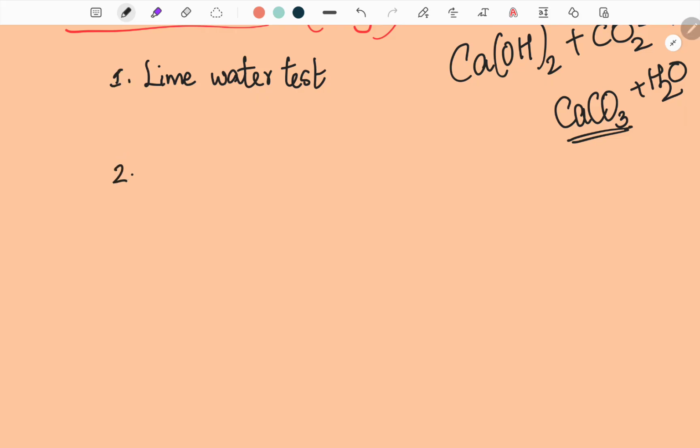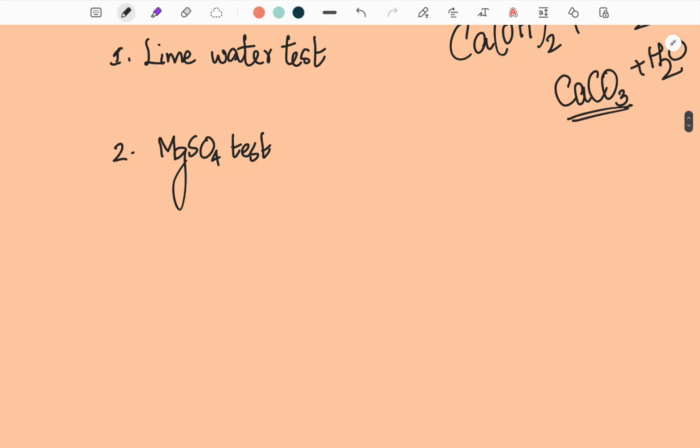The second confirmatory test is the magnesium sulfate test. Now, the magnesium sulfate test is very simple, and this is the test that I would recommend you to perform in the lab, because I told you the lime water test is not possible, because the lime water will immediately react with CO2 from the air and it will automatically turn milky. So, doing the magnesium sulfate test will give you an apt observation, and you can easily confirm your observation.